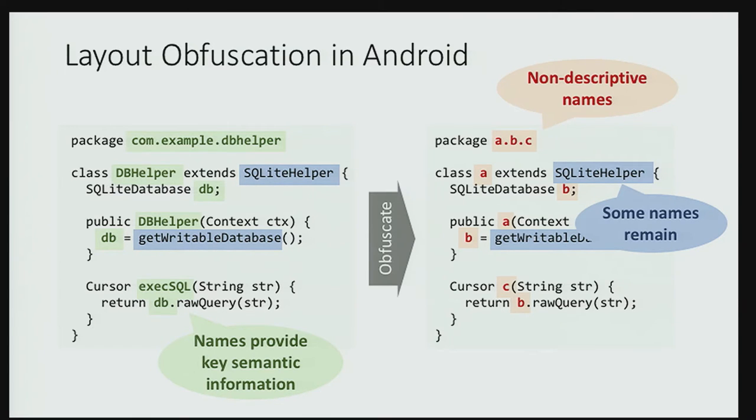After obfuscation, we see on the right that most of the names are replaced with meaningless short names. For example, the package name is removed, the class name is removed, the field and the method names are all replaced. Only some of the names remain. For example, classes that belong to an Android API remain because they cannot be obfuscated. And the problem is that if you look at the code on the right, it is very difficult to understand what this piece of code is doing.